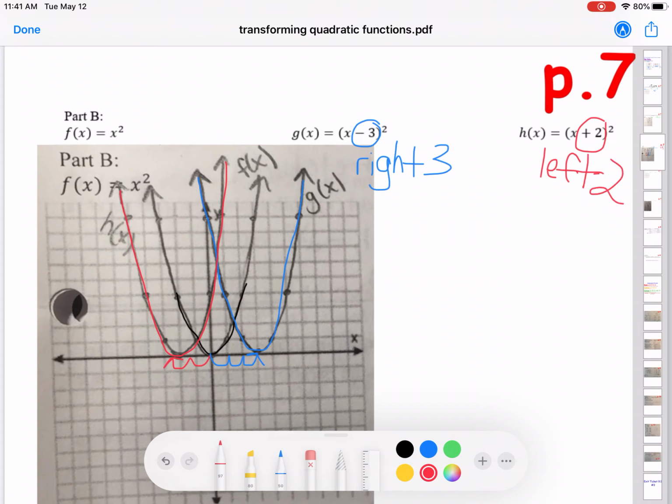So what we see here in part B is that putting an h value, or a number inside the parentheses, shifts our graph left or right. A special note to make here is that it's the opposite. When we are shifting something to the right, we'll have a minus sign inside our parentheses. When we're shifting to the left, we'll have a plus sign or a positive number inside our parentheses.